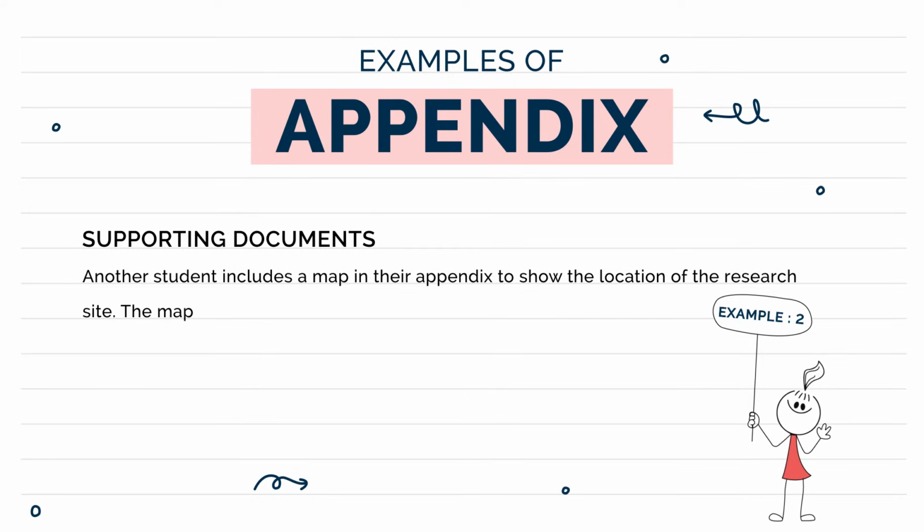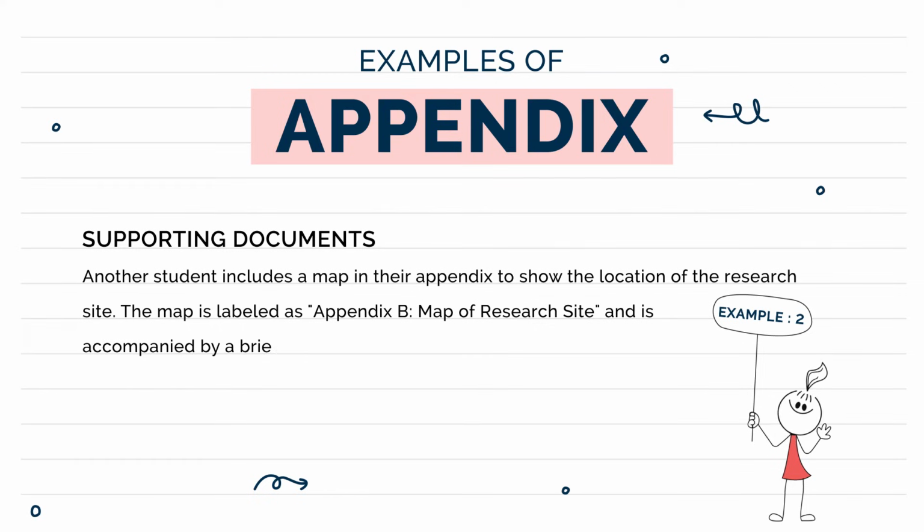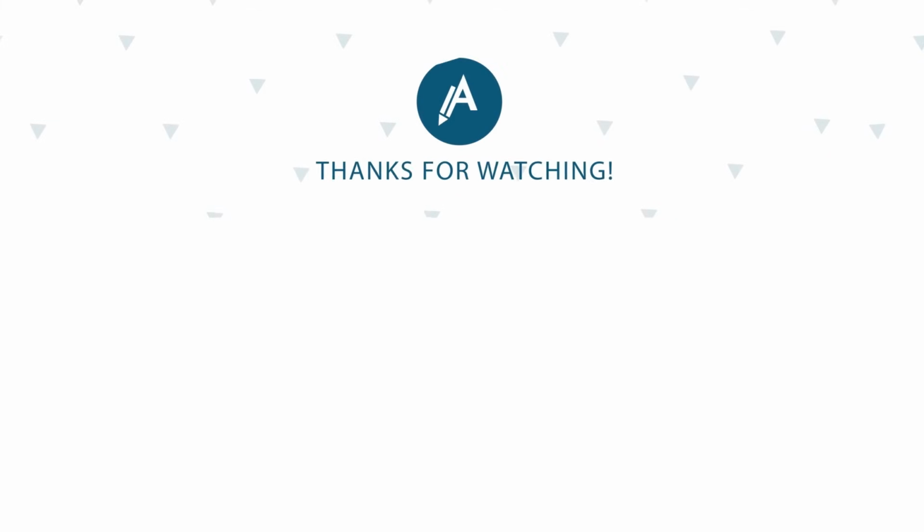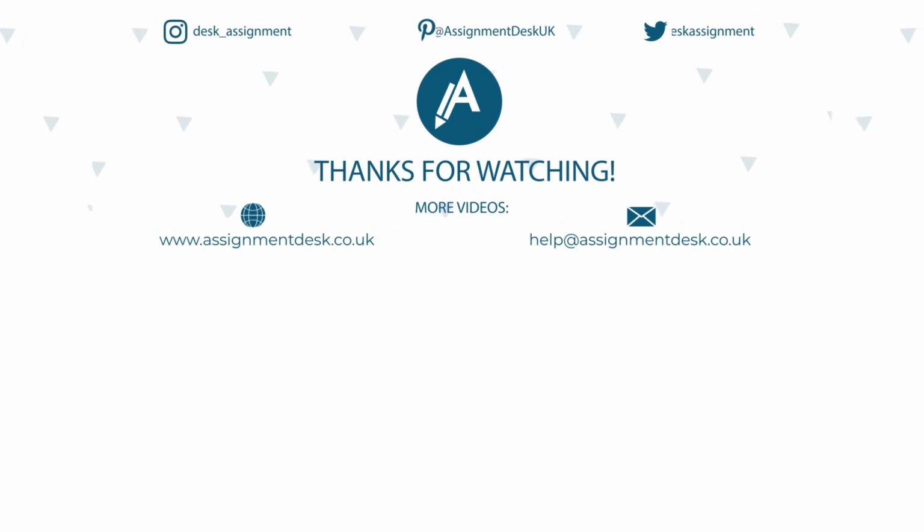Another student includes a map in their appendix to show the location of the research site. The map is labeled as Appendix B, Map of Research Site, and is accompanied by a brief explanation of the significance of the location. And that's it. By following these best practices and including relevant information, you can write an effective and helpful appendix that supports your main document.